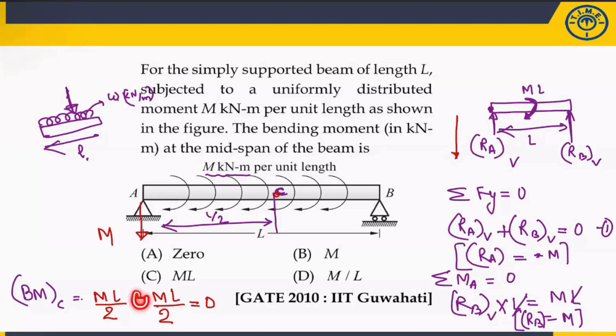Why have I considered this minus sign? Because this moment is anti-clockwise, and this moment is clockwise, which nets to 0. And for this question, the correct answer is A.